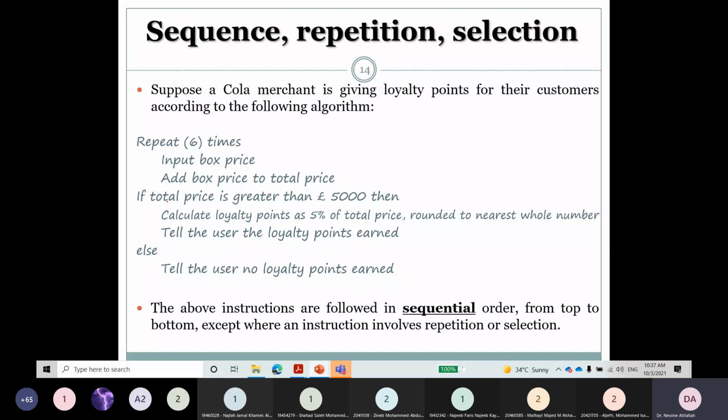except where an instruction involves repetition or selection. In this repetition we do not have sequential flow; we need to go back and repeat these instructions, and this is the selection. The algorithm starts with the repetition instruction. This instructs the algorithm to repeatedly iterate through the indented sequence of actions, the loop body, in order 6 times. The actions that are repeated are getting the box price from the user and adding the box price to the total price. So it will do that 6 times.